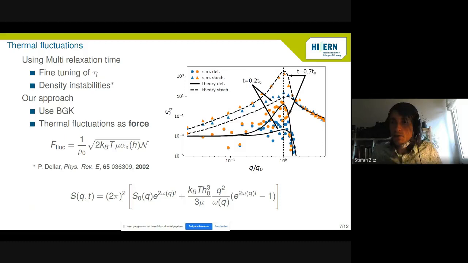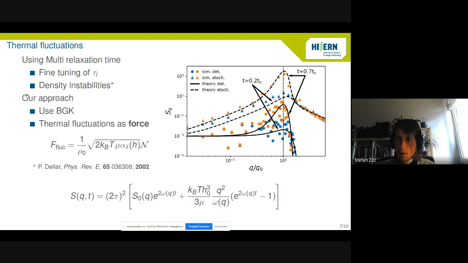So when we think about thermal fluctuations with Lattice Boltzmann, we usually think of multi-relaxation time. However, when we use multi-relaxation time, we need to ask ourselves how we fine-tune these relaxation times. And as it turns out, this is not really straightforward all the time. I know that we don't need to care about all of the nine, but at least three or four of them need to be fine-tuned to our problem. And on top of it, it was shown that tampering with these ghost modes in this shallow water approach can lead to density instabilities by Paul Dellar.